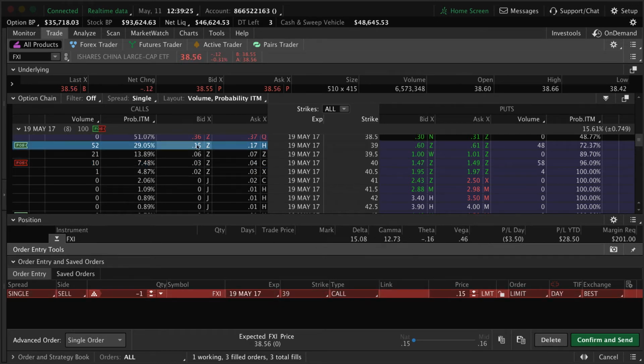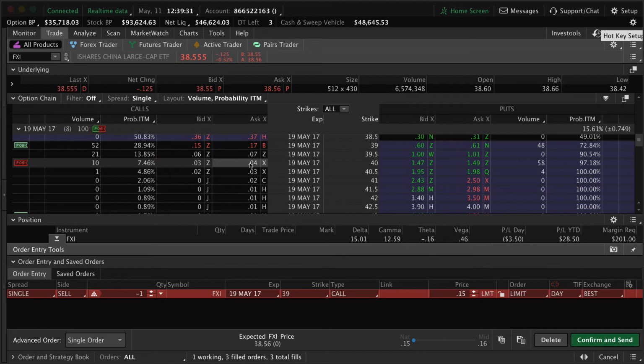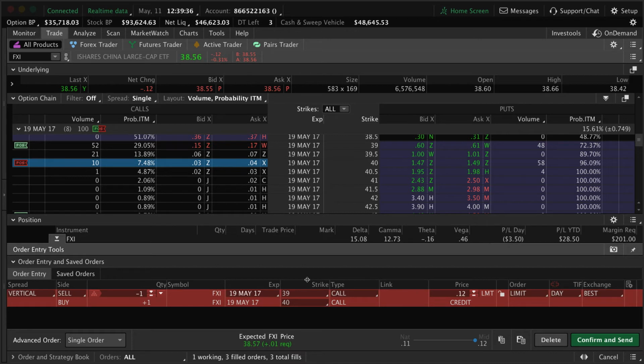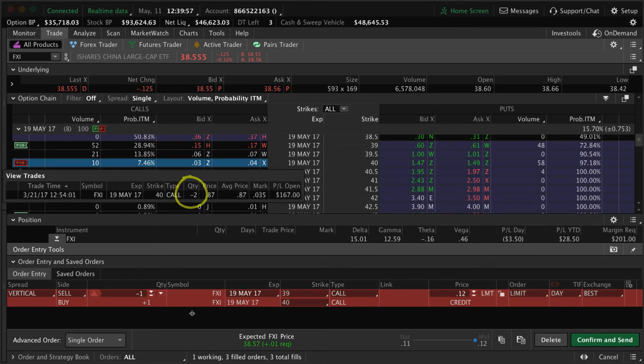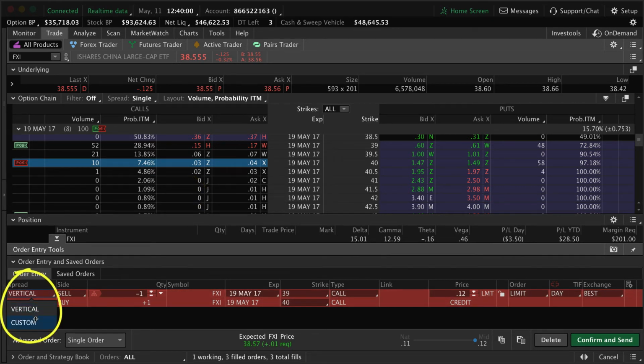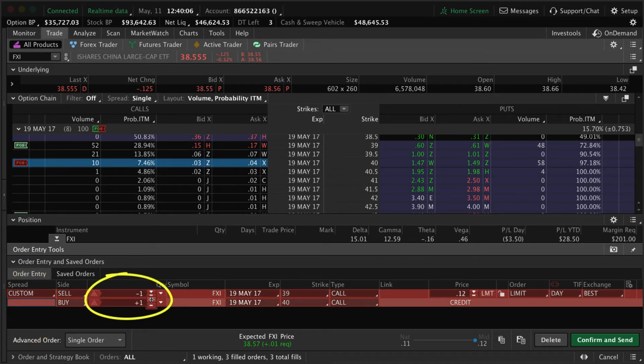So again, we're going to bring up the order to sell the 39 call. Now, if we hold the control key and click the ask price to buy the 40 call, you can see it added that to our spread. Now, you can see the spread says vertical, and that's not really what we want because this is one contract. We're selling one of the 39 calls, buying one of the 40 call, but remember, we are short two of these. So all we're going to do is change this vertical to custom. So now we can customize the number of contracts. And if we click the plus button, there we go.